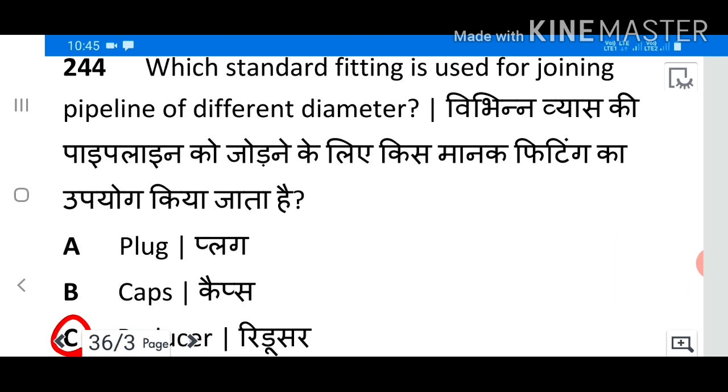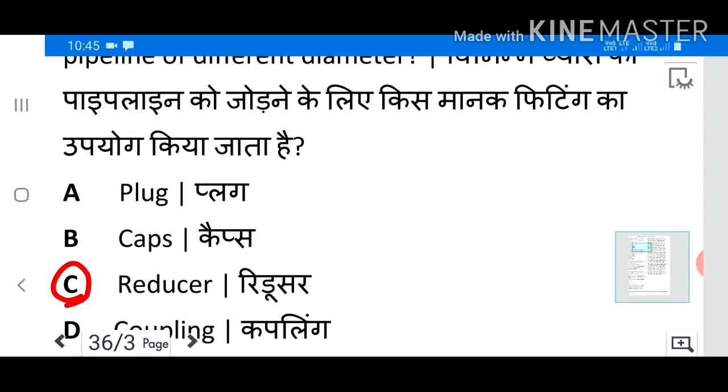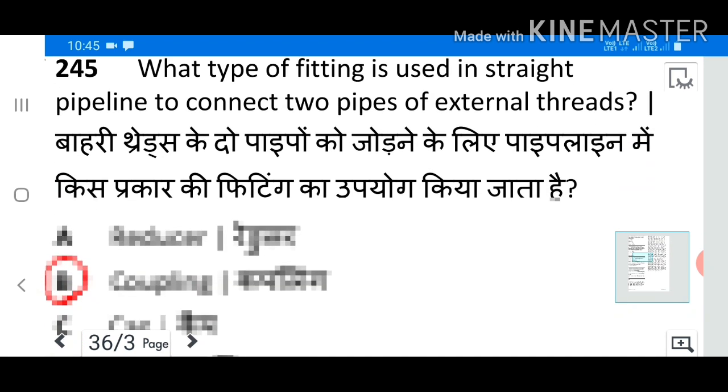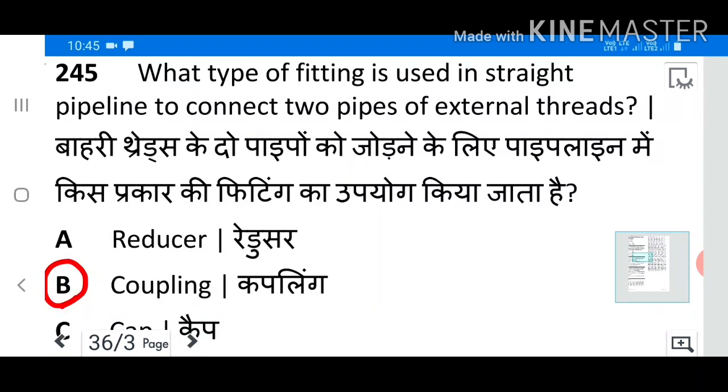244. Which standard pipe fitting is used for joining pipeline of different diameter? Answer C. Reducer. 245. What type of fitting is used in straight pipeline to connect two pipes of external threads? Answer B. Coupling.